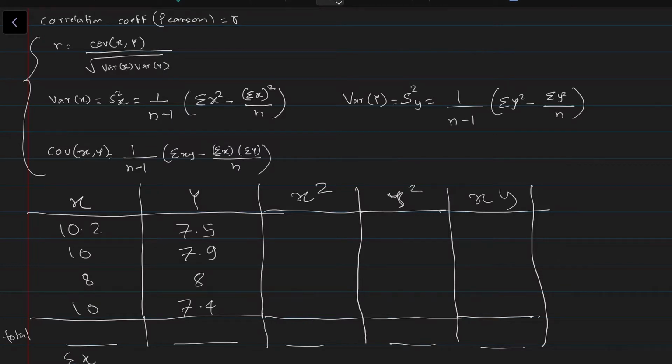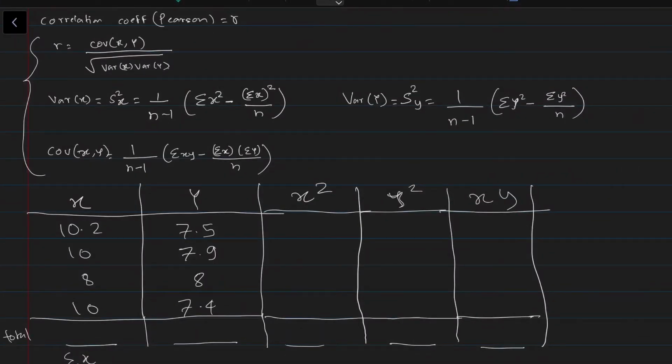So now it's pure math, just do addition here on X to get the summation of X. So just add them and it's going to be 38.2. Similarly, Y summation you can do. That's going to be 30.8.